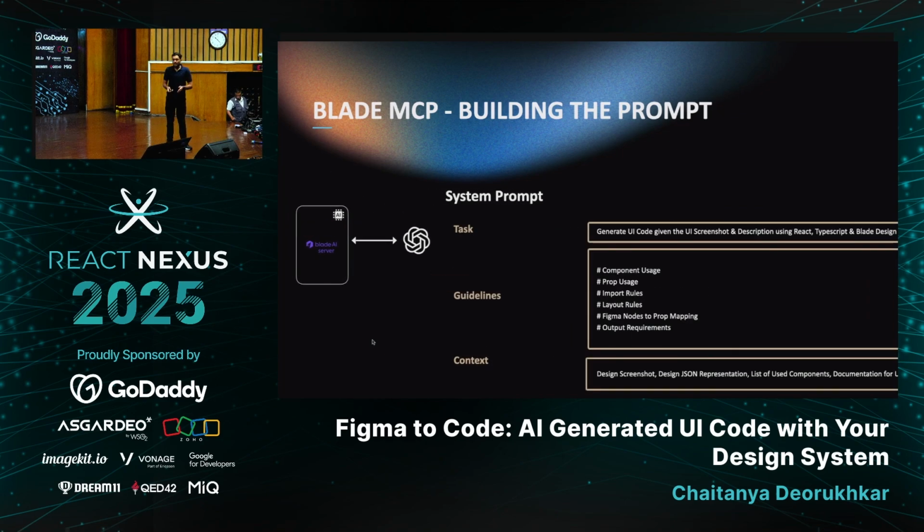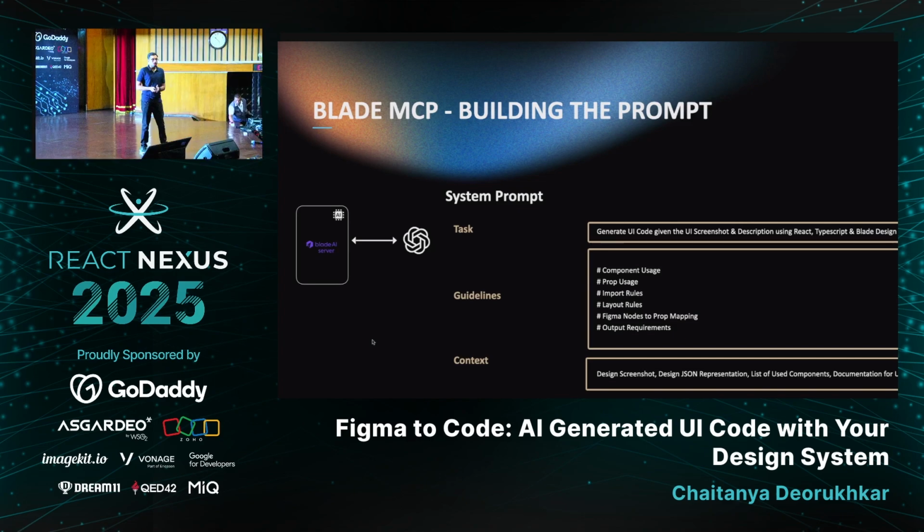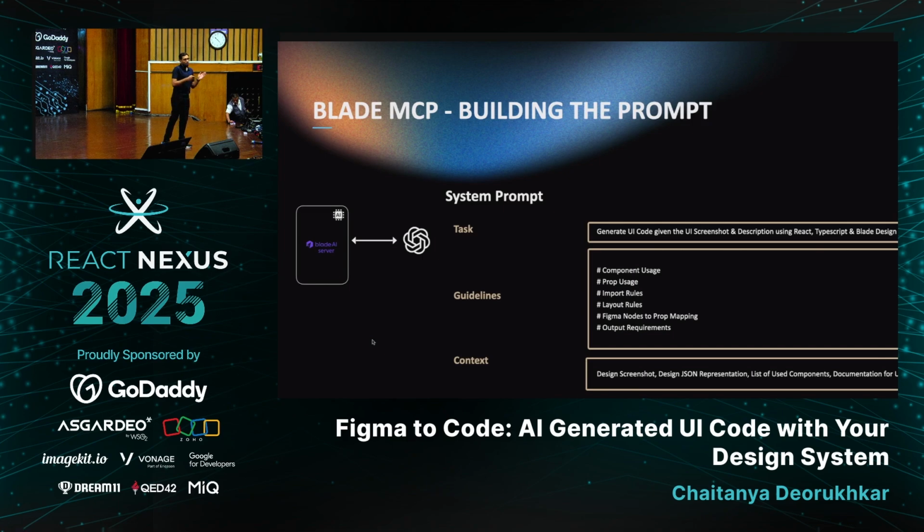Now we invoke an LLM with this entire system prompt, and this is where it will actually convert a single Figma URL to actual React code that is built with our design system.